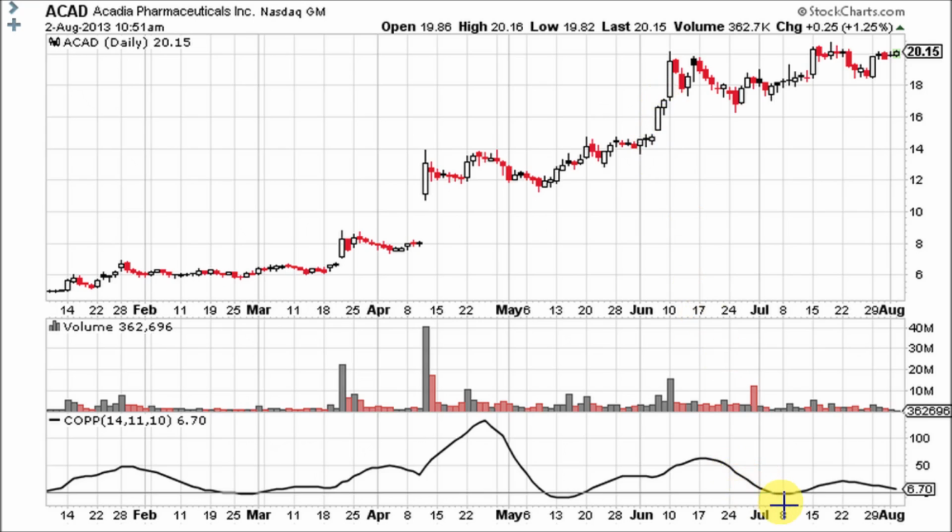It crosses down below 0. Gives another buy signal right here, and the stock goes up. So basically what this is showing is that this stock is in an uptrend because it's above the zero line way more than it's not.